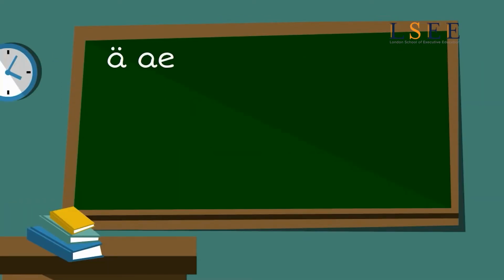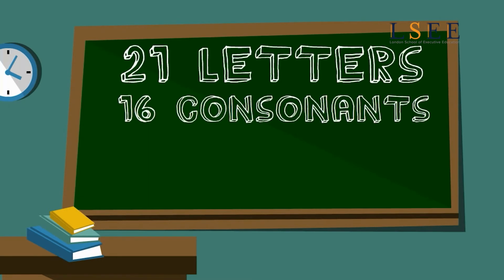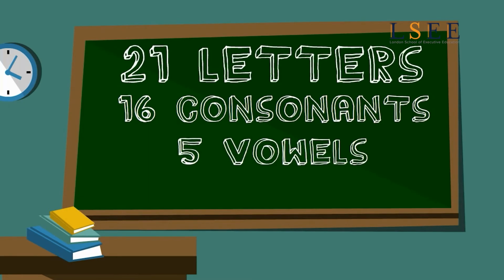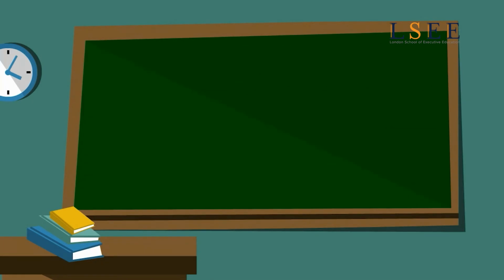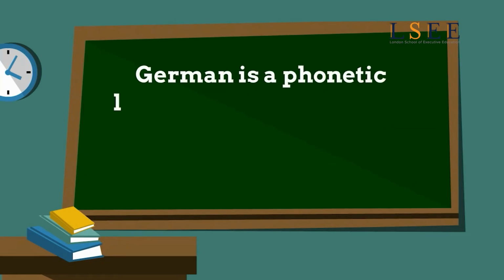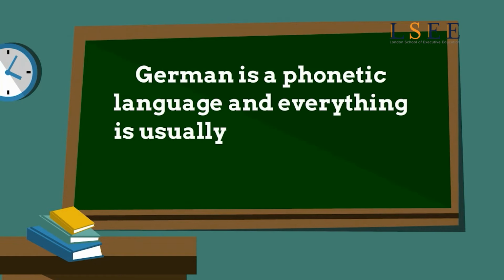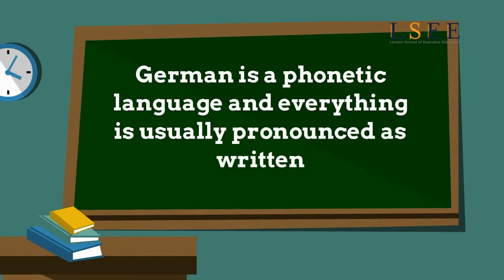Ä, Ö, Ü, and ß. The German alphabet has 21 letters, 16 consonants, and 5 vowels. For the most part, German is a phonetic language and everything is usually pronounced as written, so the spelling of each word conforms with its sound.